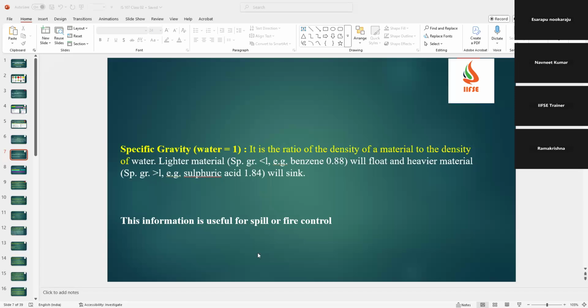That is why specific gravity is very important. So accordingly we have to choose the suitable extinguishing medium. Here, as Ramakrishna mentioned, we can use foam so that it can create a blanket over the spillage. It will cut off the oxygen so that the fire can be extinguished. Okay, good. Okay, let us go back to the presentation again.